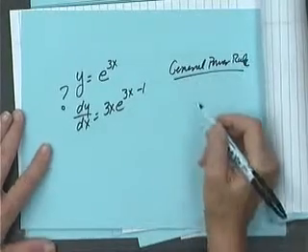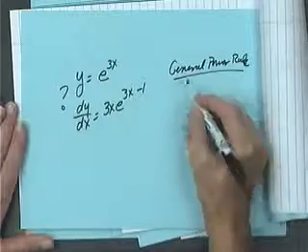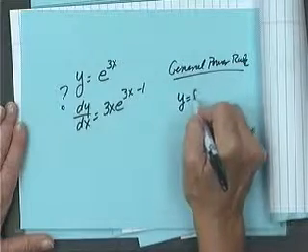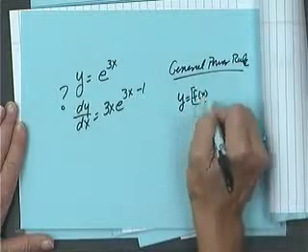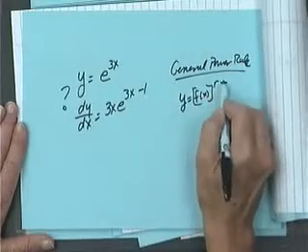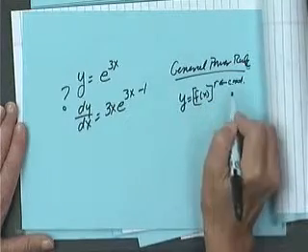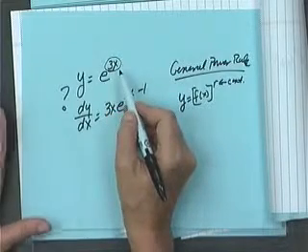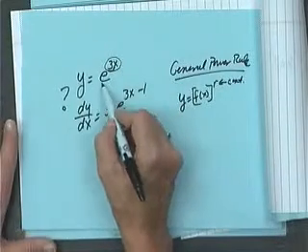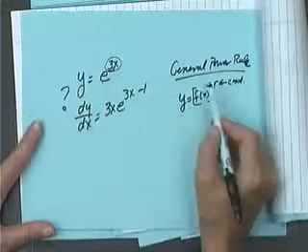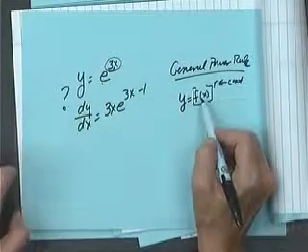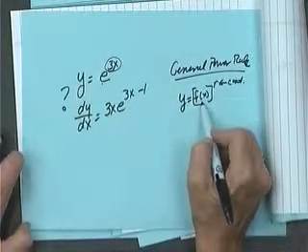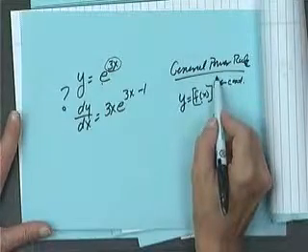The general power rule was for algebraic functions where y was some function of x raised to a constant power. This is not raised to a constant power, it's raised to a variable power. So you have a constant raised to a variable. The general power rule is a variable or a function of x raised to a constant power.